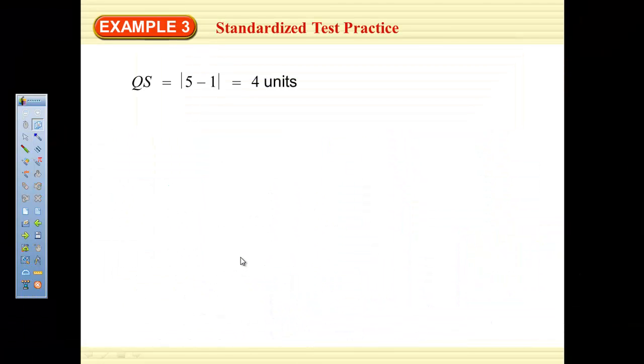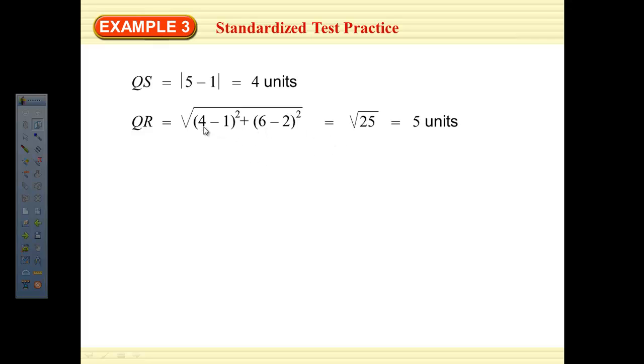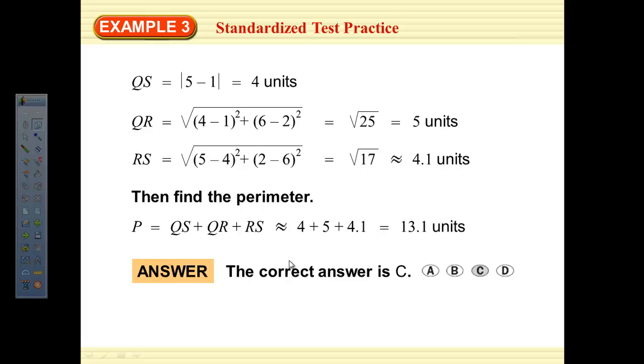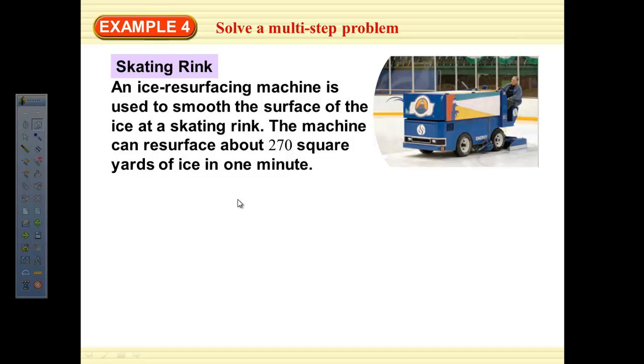So again, for the first one, you can either count or use 5 minus 1. For QR, we have this, which gives us our 5. RS, which gives us our square root of 17, or 4.1. Then we find the perimeter by adding the 3, and we get our answer, which is 13.1 units, which was C in our choices. For this next one, I'm just going to kind of guide you through it rather than writing it down because it'll go a lot faster.